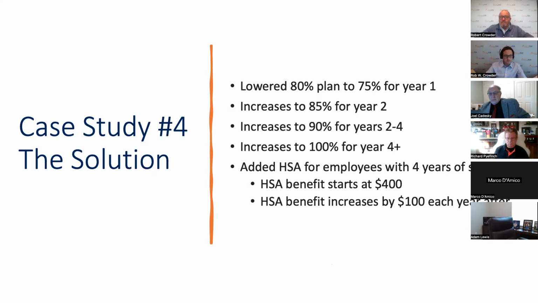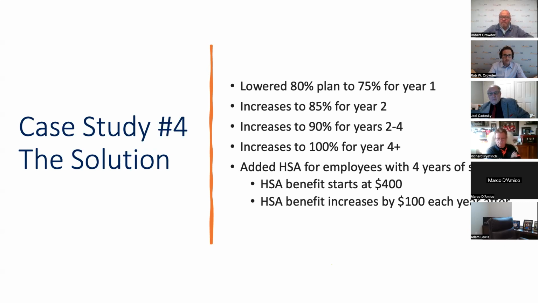And then we increased it to 90% if they were there from 2 to 4 years. So if they'd stuck around for that 2+ years, all of a sudden they're getting a way better plan than they would have, and a way better plan than their competition was offering, right? And if they stuck around for 4 years, they were getting 100% reimbursement for their standard plan. Plus we added a healthcare spending account, which starts at $400 and then increases by $100 every year after that. So you're rewarding longevity with a curve that really goes up.